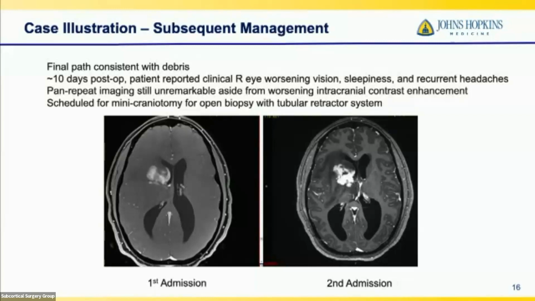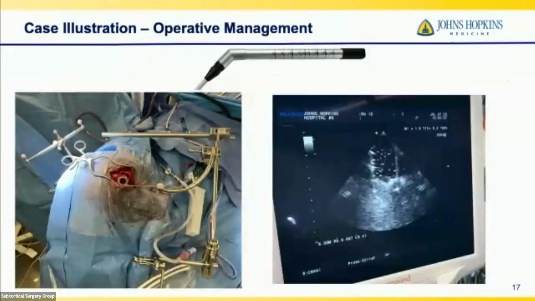Einstein said to do the same thing over and over again and expect a different outcome is madness. So we didn't do a stereotactic biopsy, but we did do a mini craniotomy for our retractor system. This is our usual setup.